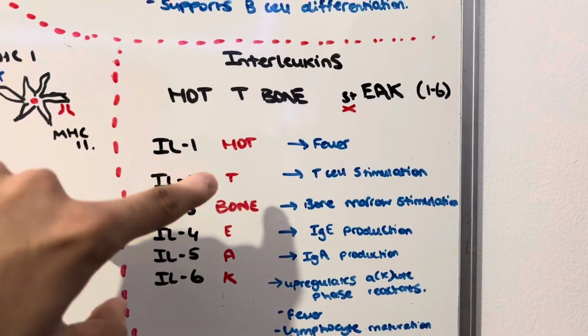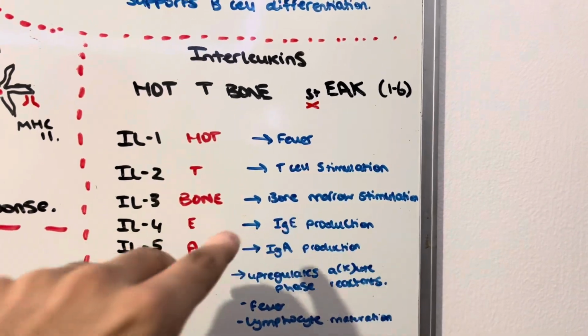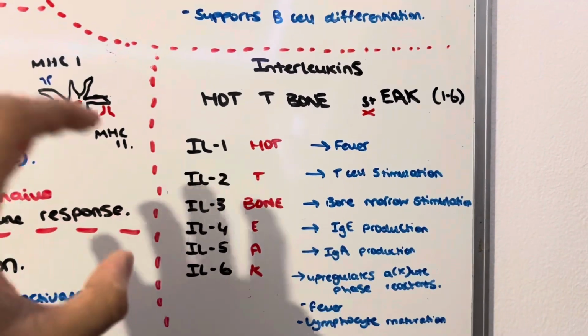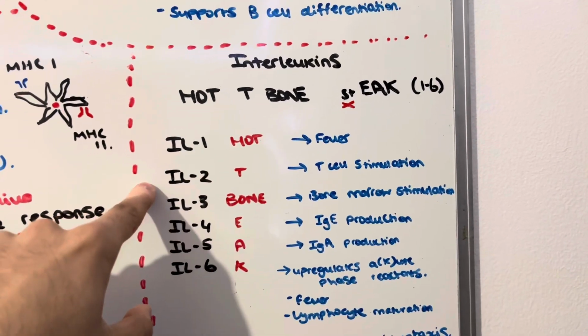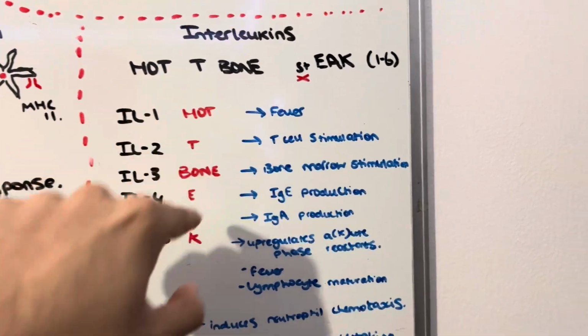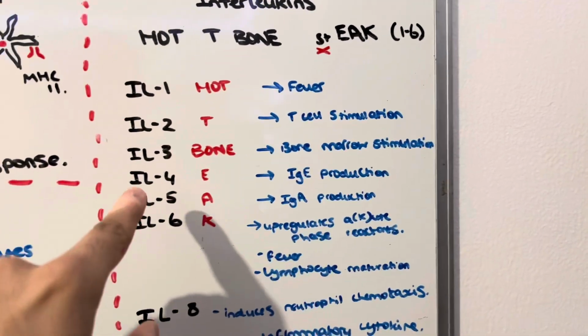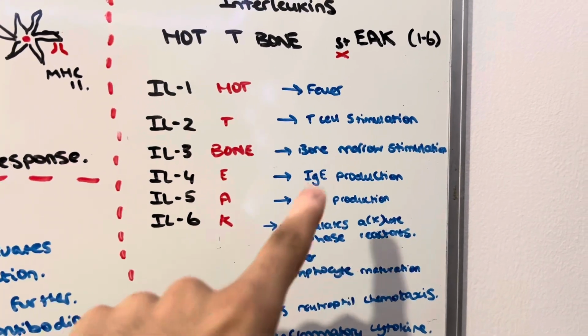Now IL-1 is hot, so it's to do with the fever. IL-2, T for T cell stimulation. I saw a question about that, so maybe that's something important to know. IL-3 is bone, so T-bone, so it is bone marrow stimulation. IL-4 is E for IgE production. IL-5 is A for IgA production.